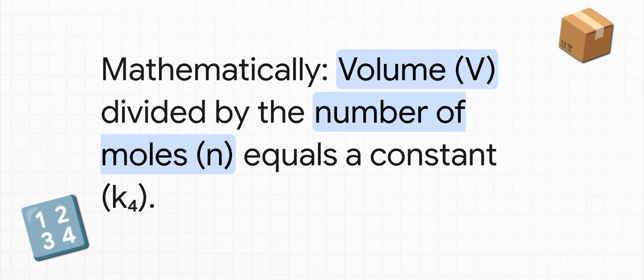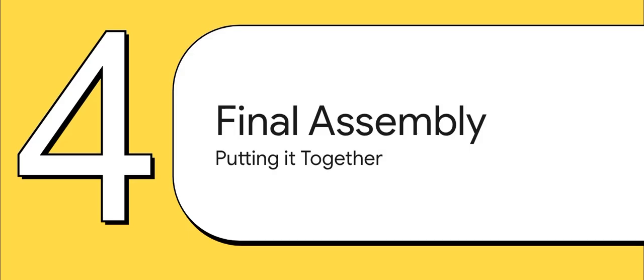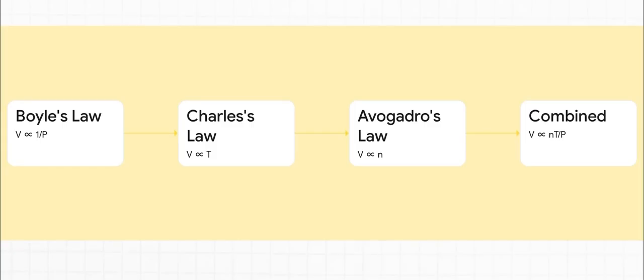Now it's time for the really fun part, the final assembly. All right, this is it. This is the moment we've been working towards. We have our three separate laws, our three puzzle pieces. Now let's see how they all snap together into one beautiful, unified equation. Let's just walk through it. From our laws, we know that volume gets bigger as N, the amount of gas gets bigger. We also know it gets bigger as T, the temperature gets bigger. And we know it gets smaller as P, the pressure gets bigger. So we can just mash all of that together into one big relationship. Volume is proportional to N times T, all divided by P. It's amazing how they all just fit.